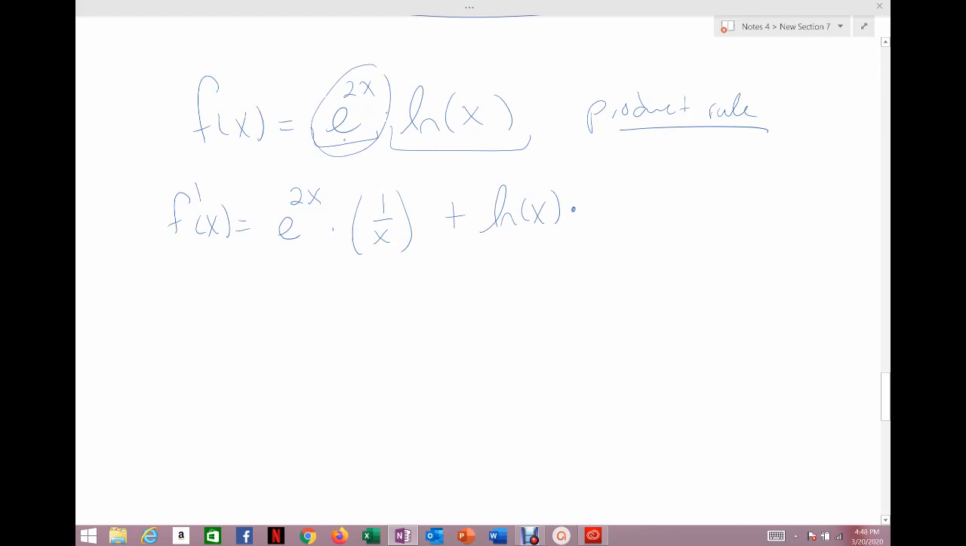So the derivative of e is itself, so write down the 2e to the x, but again, remember, you're not done yet because of the 2x. You've got to remember the derivative of 2x, so times 2. And there's the derivative.